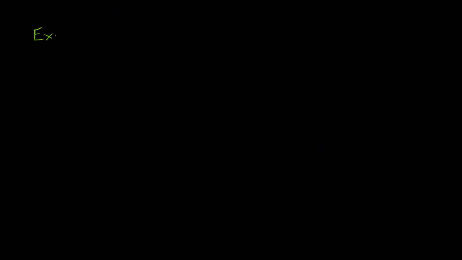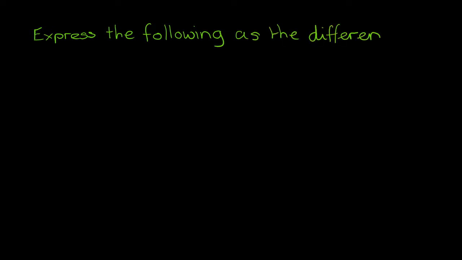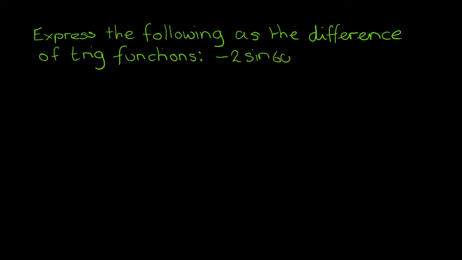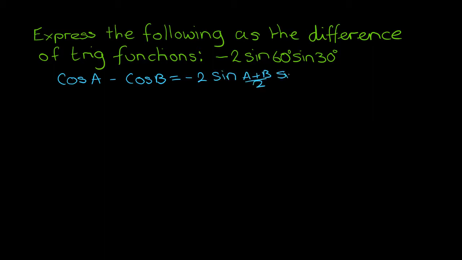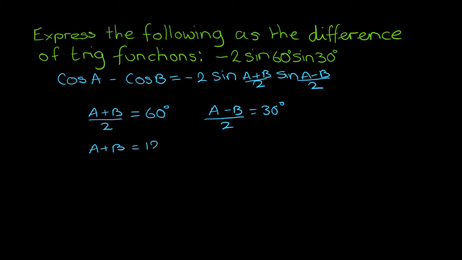Express the following as the difference of trig functions. Minus 2 sine 60 sine 30. Now I'm going to use cos A minus cos B, which equals minus 2 sine A plus B over 2 sine A minus B over 2. So A plus B over 2 equals 60, A minus B over 2 equals 30. So A plus B equals 120, A minus B equals 60.